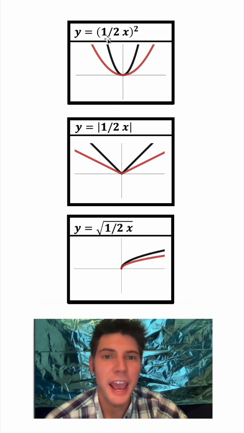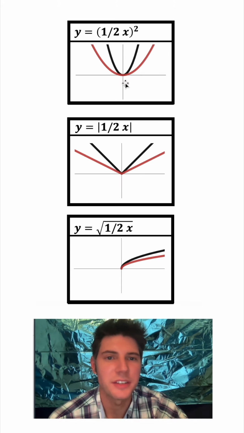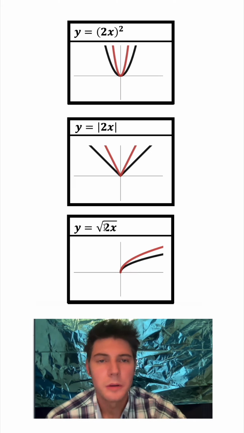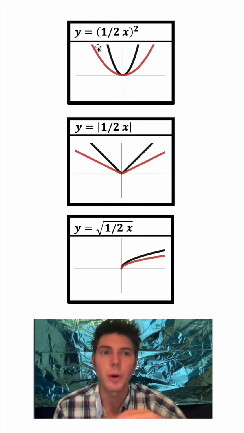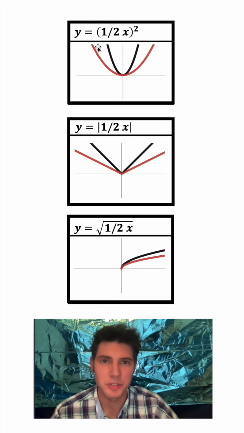And then if we put a 1/2 on the inside with the x, it's now twice as wide. Double this to get to here. Multiplying by 2 makes it half as wide, and multiplying by 1/2 makes it twice as wide. They're counterintuitive. It's the opposite of what you would expect.